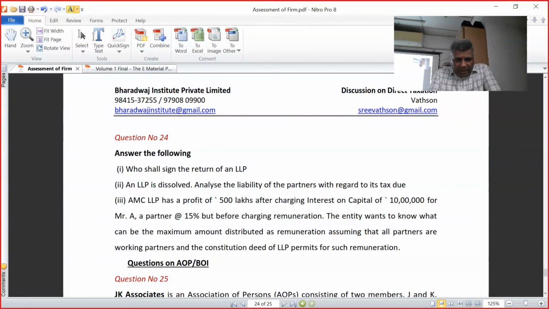The LLP has a profit of 500 lakhs after charging interest on capital of 10 lakhs for Mr. A, partner, at 15%, but before charging remuneration. The entity wants to know what can be the maximum amount distributed as remuneration, assuming all partners are working partners and the constitution deed of LLP permits such remuneration.